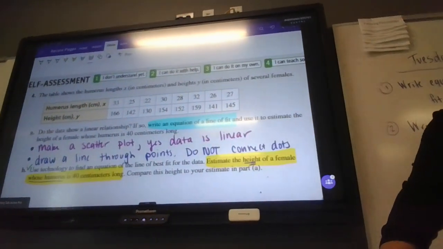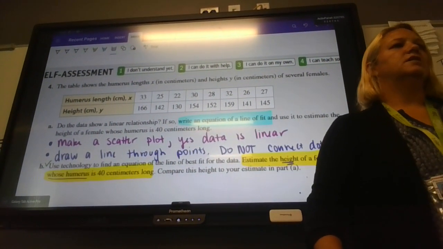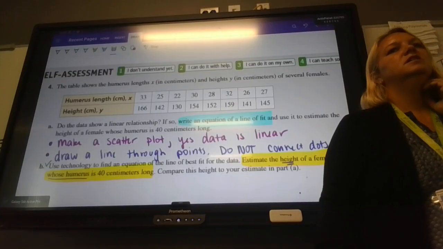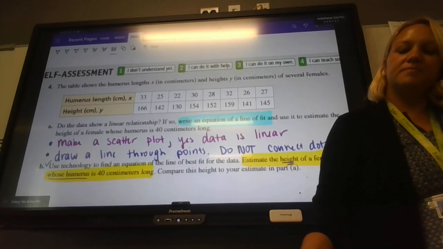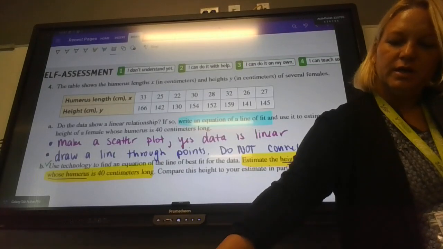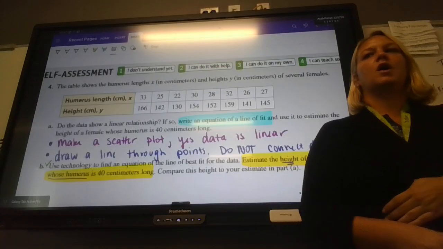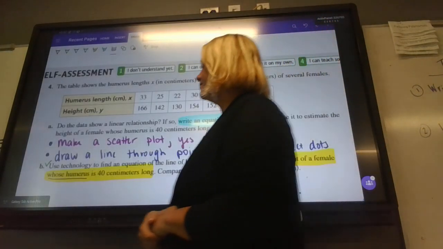Anybody pick different points that I did not do? Anybody get a different slope besides 3? That's okay. I kind of went through it quick. Who's got a question so far? I'll pause and let you catch up.